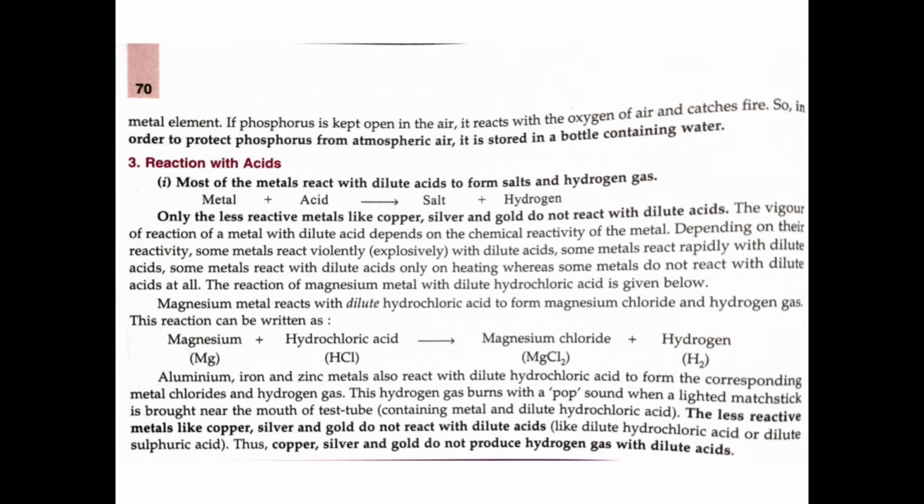So only a highly reactive metal will react with dilute acid. If it is a less reactive metal, it will not react with these dilute acids. So with dilute HCl or dilute sulfuric acid, copper, silver and gold do not produce hydrogen gas. If it is reacting, chlorides are formed. That means if you add HCl, metal plus HCl gives metal chloride. If it is sulfuric acid, then metal plus sulfuric acid gives metal sulfate. So this salt is found only when it is reacting. If it is a less reactive metal, it will not react and will not produce hydrogen gas.